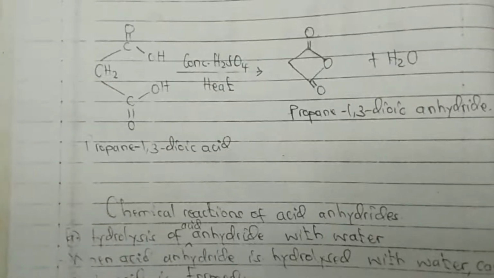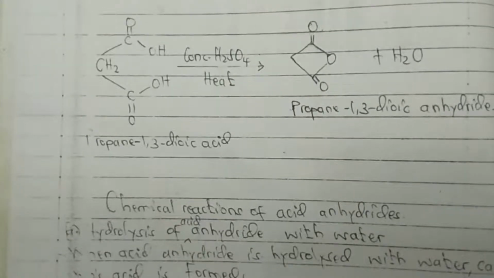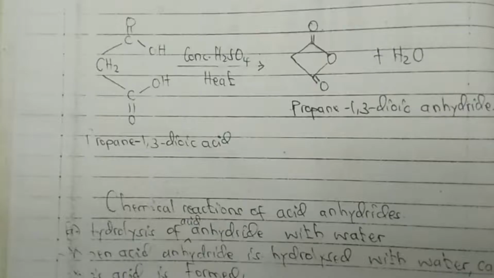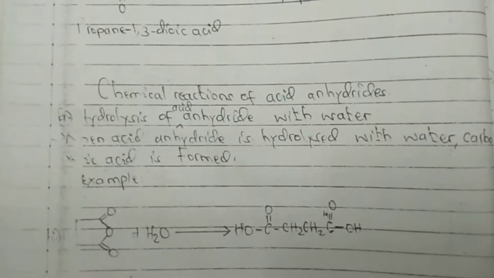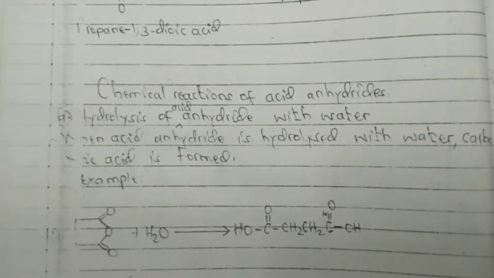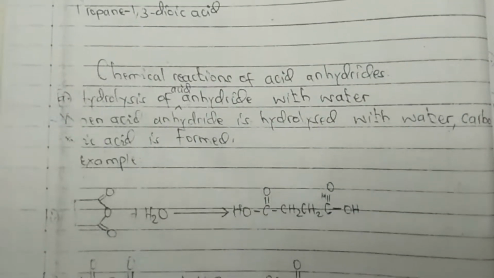Hizo ni katika preparation. Major 3 methods of preparation: reaction of the carboxylic acid salts pamoja na acid chloride, then tuna condensation of carboxylic acid na condensation of dioic acid or dicarboxylic acids. Katika chemical reactions of these acid anhydrides, first is the hydrolysis of acid anhydride with water. Kwa sababu acid anhydride itokana na condensation of 2 carboxylic acids. Kama acid anhydride itakuwa imetokana na 2 carboxylic acid, its hydrolysis with water will release carboxylic acid molecules.